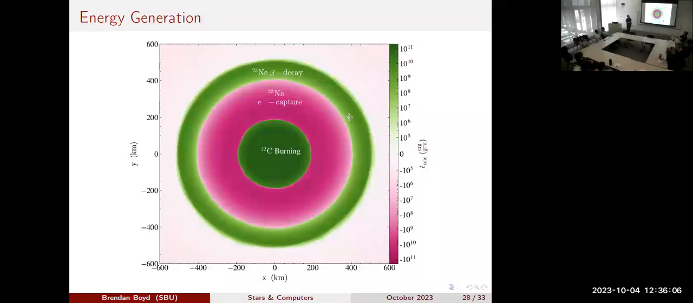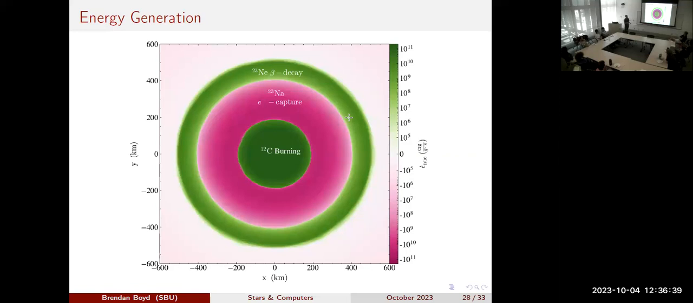But as we move out, we get to a less hot, less dense region, and then electron captures dominate the energy. These are actually losing some amount of energy; they're endothermic reactions. As we move even further out, we see this white ring, that's the Urca shell. And outside of that is the beta decay region, where we're again letting loose energy.